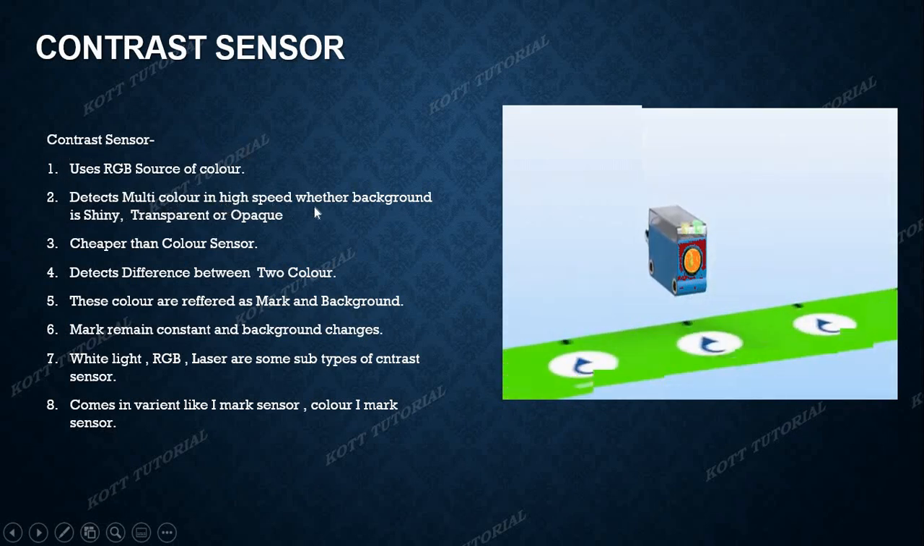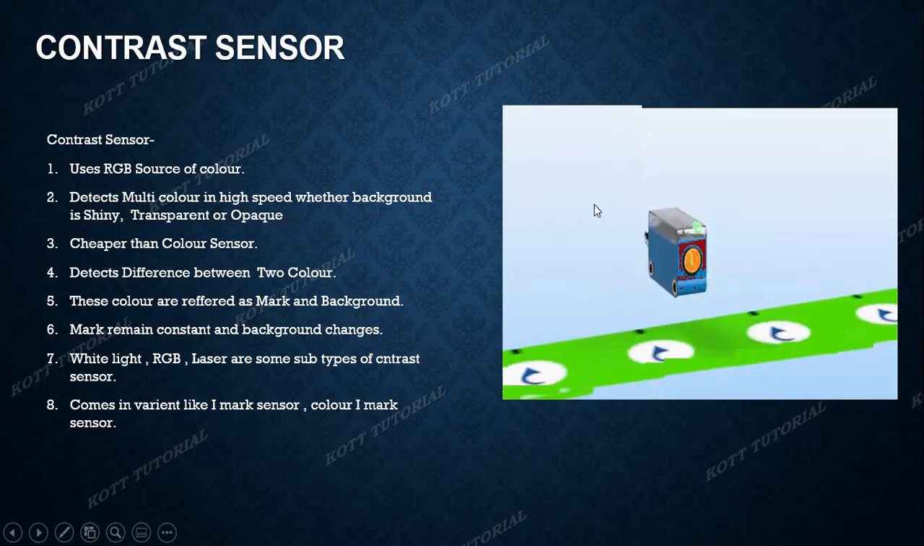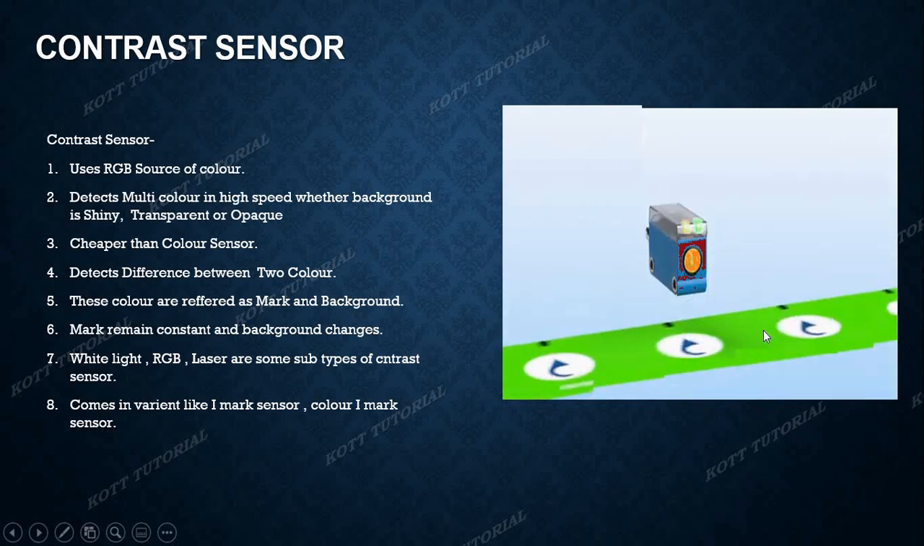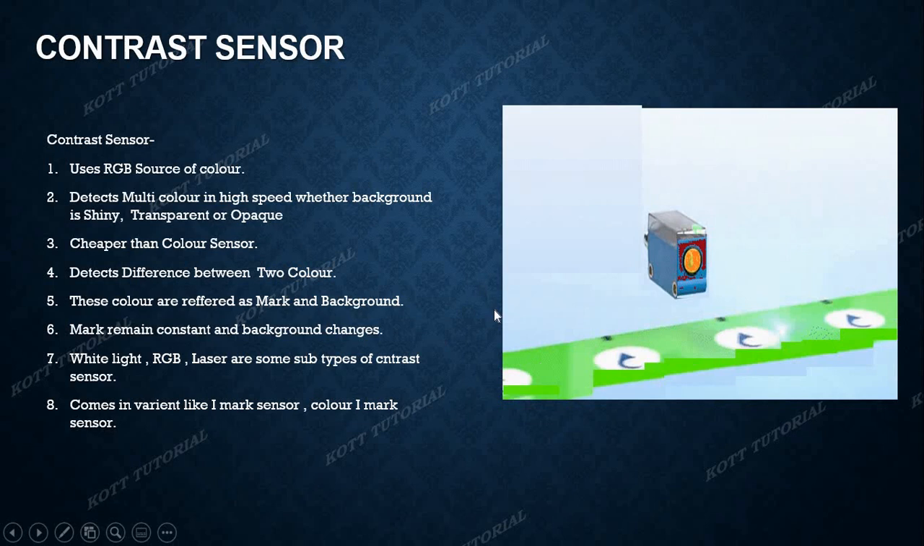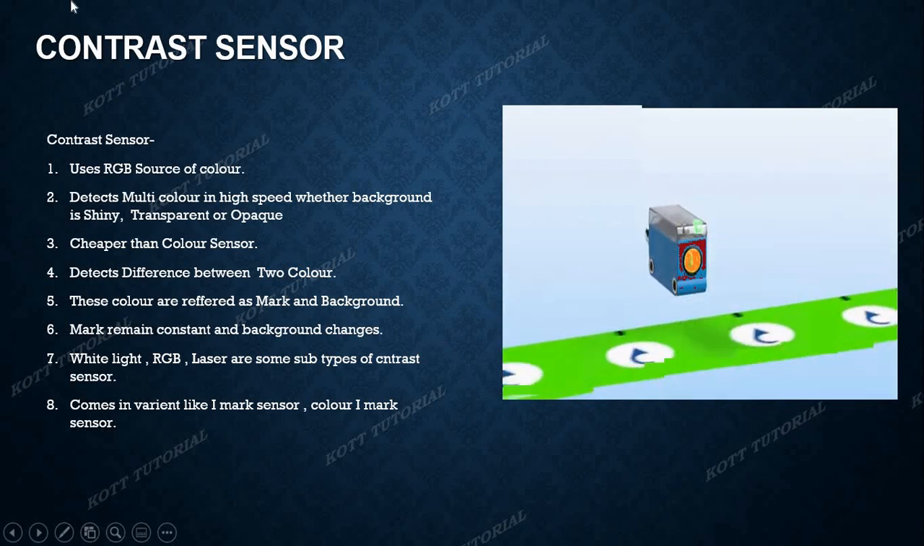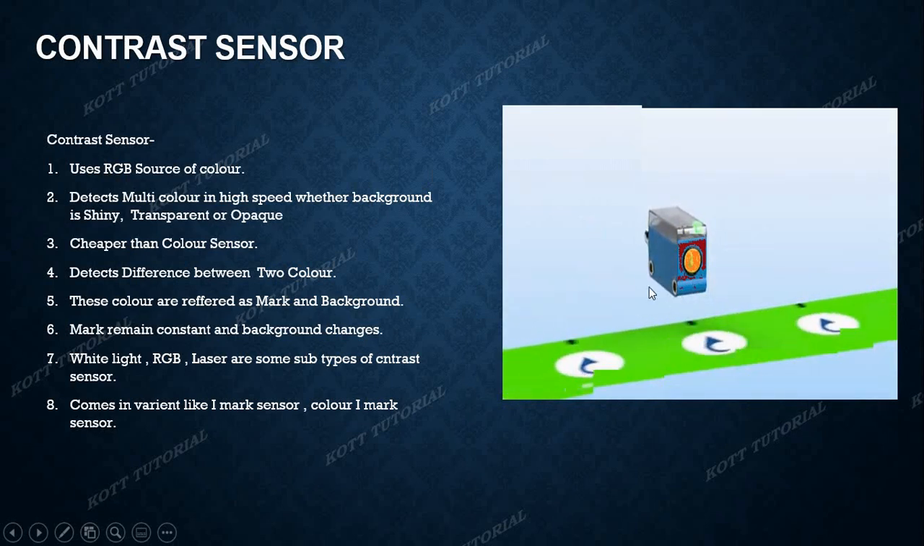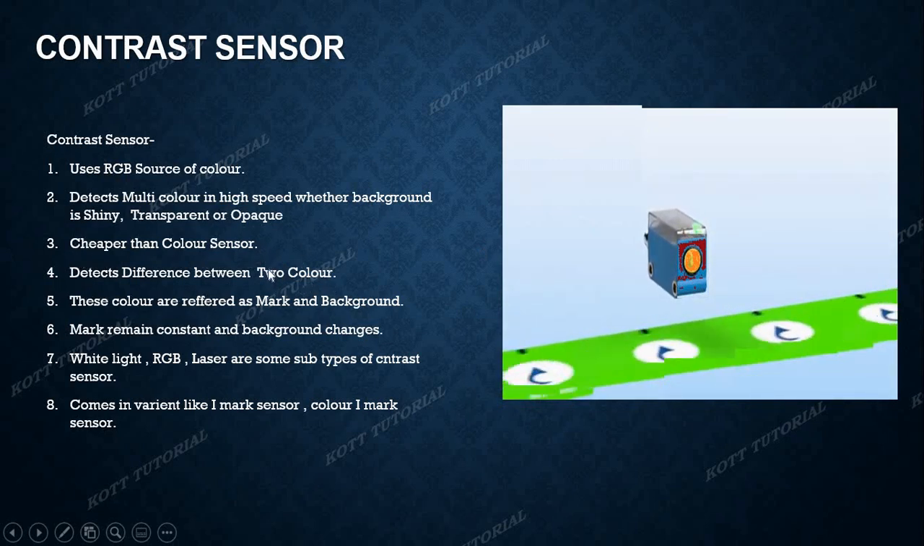It detects multicolor in high speed, whether the background is shiny, transparent, or opaque. See, in this sensor there is no problem whether our background is reflective or non-reflecting, because it has all three light sources, RGB, which can effectively differentiate between the two colors. Cheaper than a color sensor, it detects the difference between two colors.